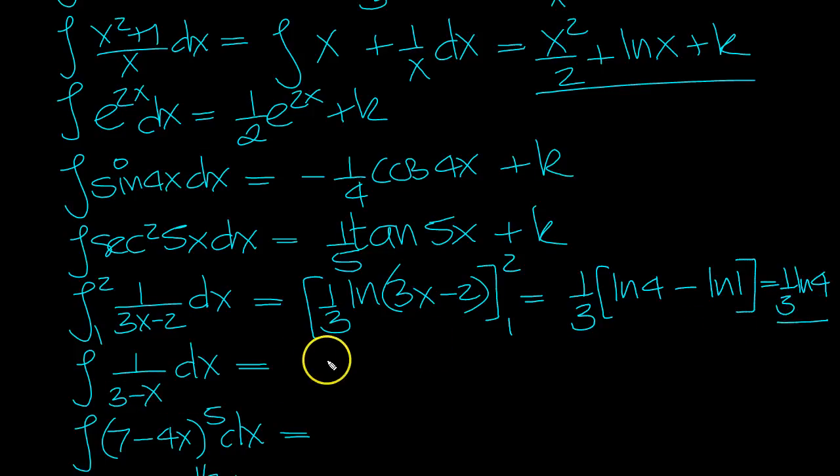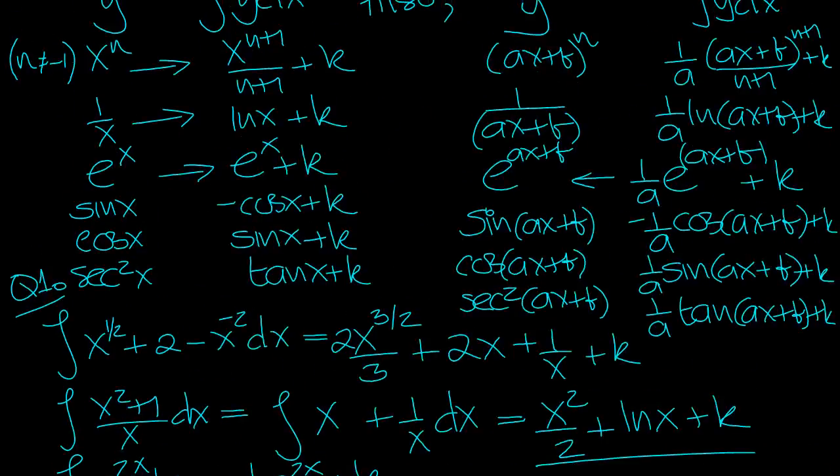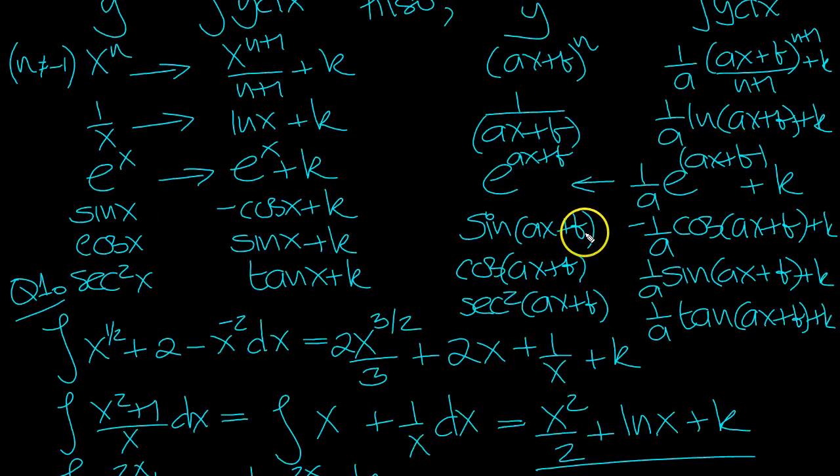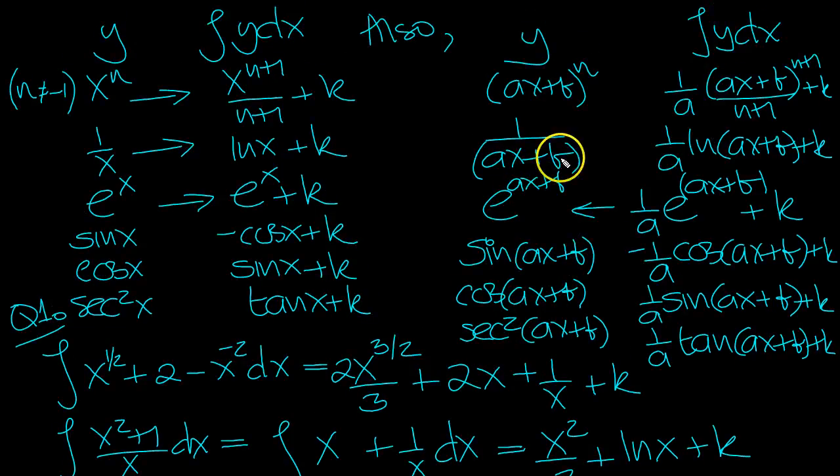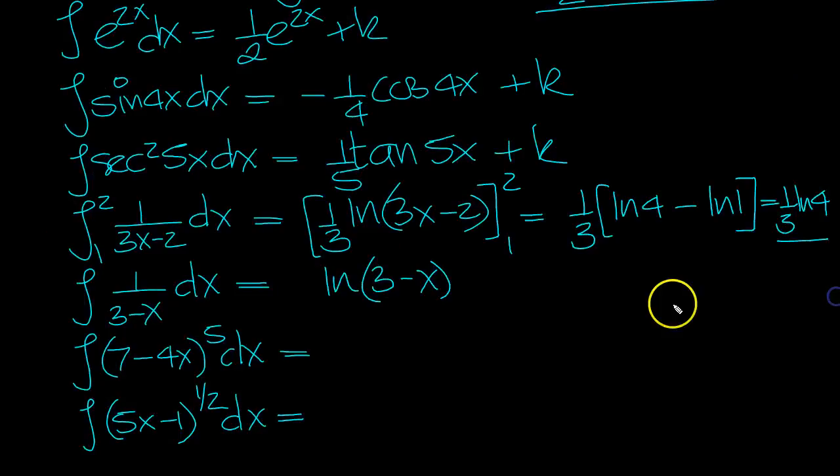Here, this is log of 3 minus x. Now if you look at what we've got above, the log, where was it again? 1 over this type. B would be 3, and the a would be minus 1. That would be 3 minus x, wouldn't it? So it's 1 over minus 1 log of 3 minus x. Okay, so it's 1 over minus 1 log of 3 minus x plus k, using that formula. This we can write as a minus. Just bring the minus up to the top.